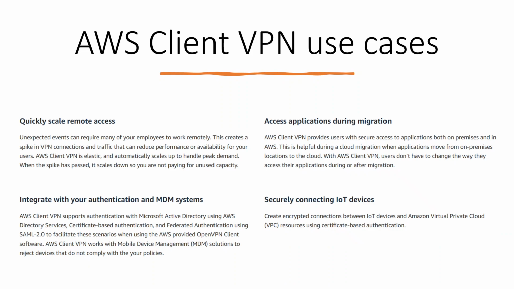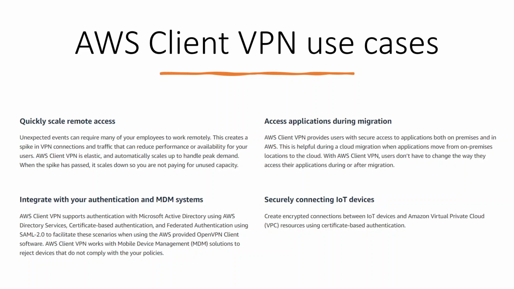These are some of the use cases of client VPN. First one is quickly scale remote access. Unexpected events can require many of your employees to work remotely. This creates a spike in VPN connection and traffic that can reduce performance or availability for your users. AWS Client VPN is elastic and automatically scales up to handle peak demand. When the spike has passed, it scales down, so you don't need to pay anything for the unused capacity.